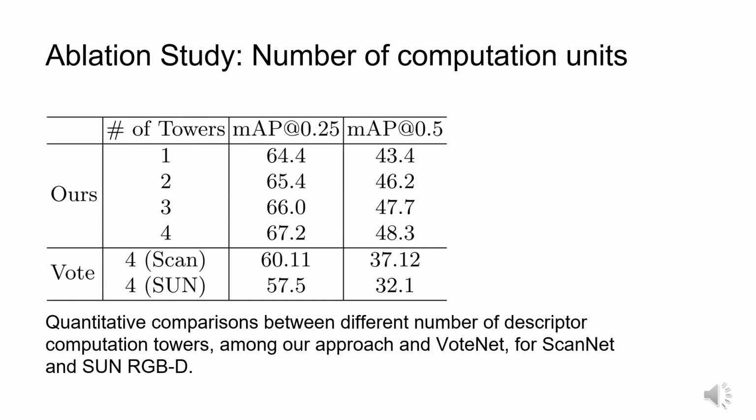Finally, we study the performance changes with different numbers of computation units, which are PointNet backbones. As shown in the table, with the increasing number of computation units, our performance gains are continuously increasing without overfitting issues. With only one PointNet backbone, our model size is similar to VoteNet, and our results are significantly better. However, for VoteNet with 4 PointNet backbones, they only achieve marginal performance gain on ScanNet and no performance gain on SUN RGB-D.